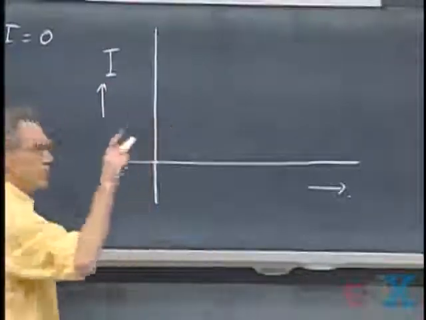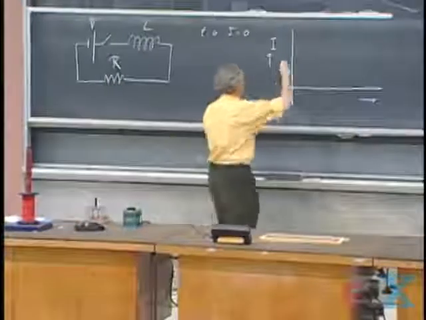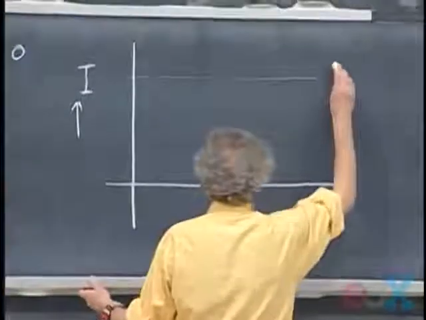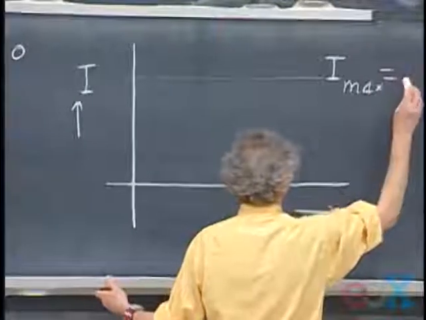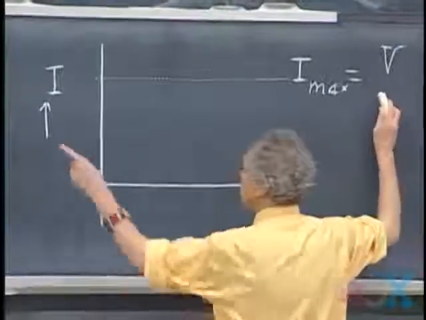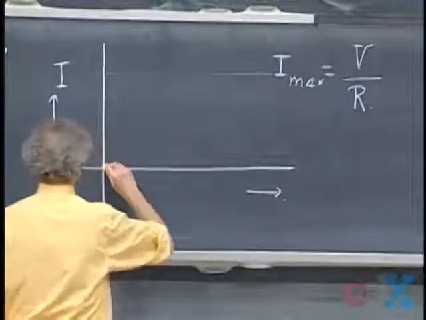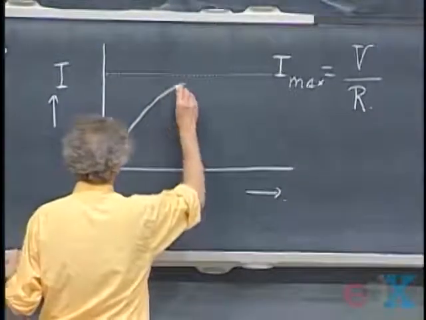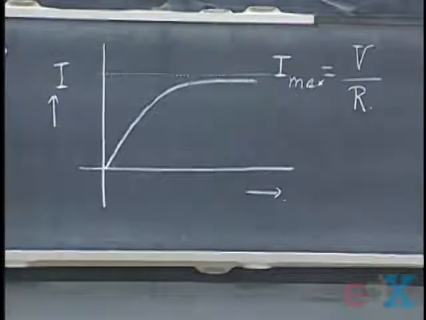And so without knowing much about physics, you can make a plot about the current that is going to flow as a function of time. You start out with 0, and then ultimately, if you wait long enough, you reach a maximum current, which is given by Ohm's law, which is simply V divided by R. And you slowly approach that value. And how slowly depends on the value of the self-inductance.